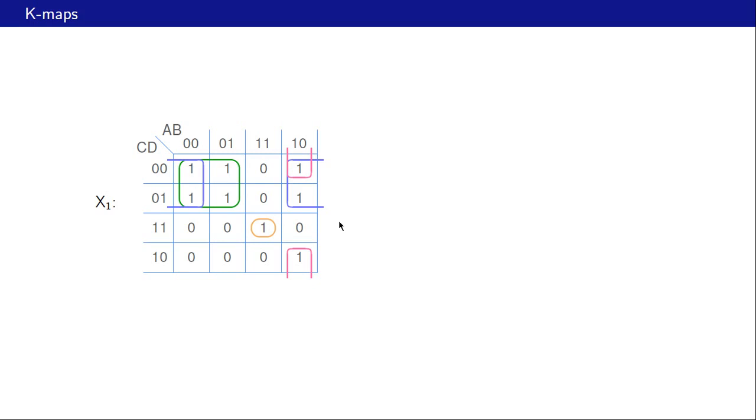We can use ones multiple times, and what is the overall objective of this whole exercise? We want to cover all the ones in the K-map with the smallest number of rectangles. That gives us the smallest number of product terms in the final minimal expression, and with each rectangle as large as possible. And what does that do for us? That gives us product terms with a smaller number of variables. So that is how we get a minimal expression. Now let us see what the minimal expression corresponding to these rectangles is.